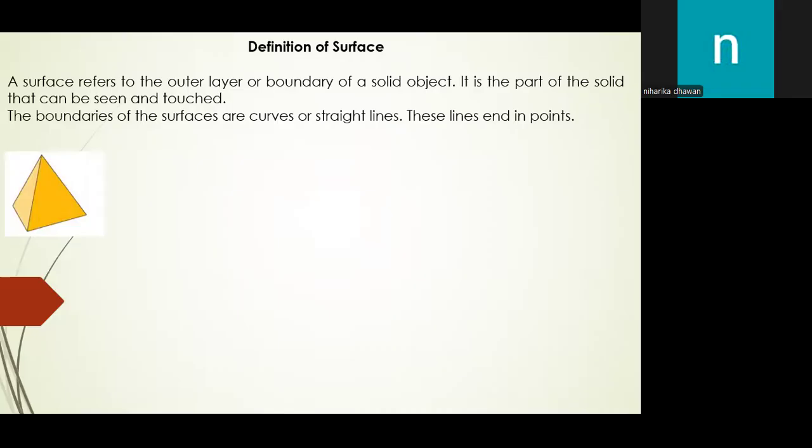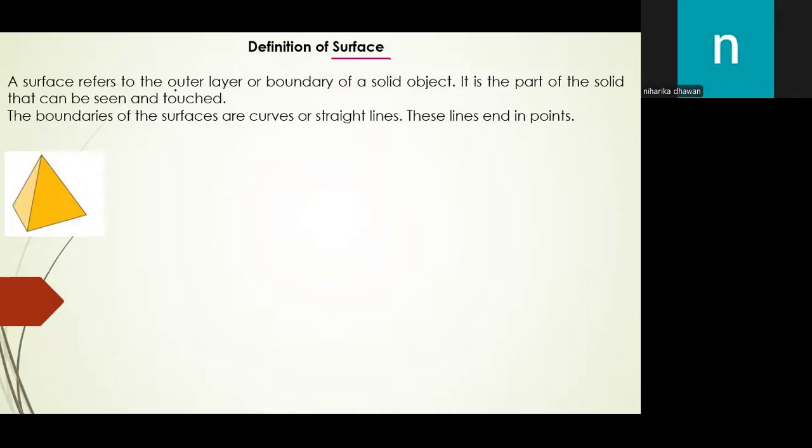Hello students, today we will study the chapter Introduction to Euclid Geometry, which is chapter 5 of class 9th NCERT. So first of all, we will study the general definitions. The first definition is the definition of a surface.